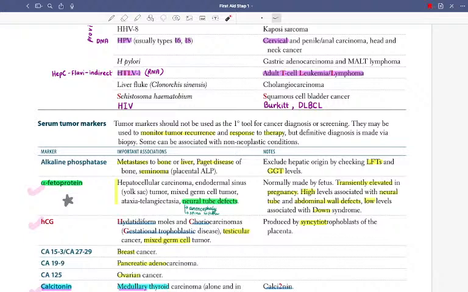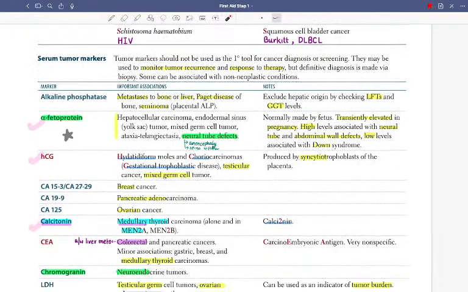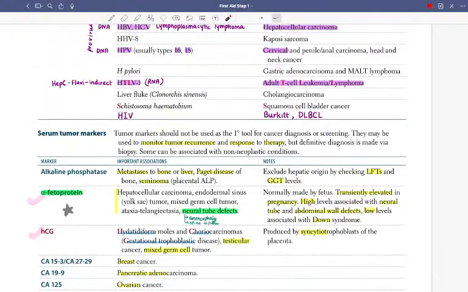Okay. Next is H. pylori, gastric adenocarcinoma, MALT. Adenocarcinoma, not anything else. Adenocarcinoma is H. pylori. HTLV1, that is an RNA virus. HCV, hepatitis C, flavivirus, indirect. All this causes adult T cell leukemia, lymphoma.